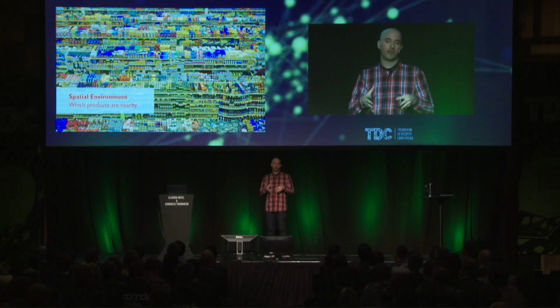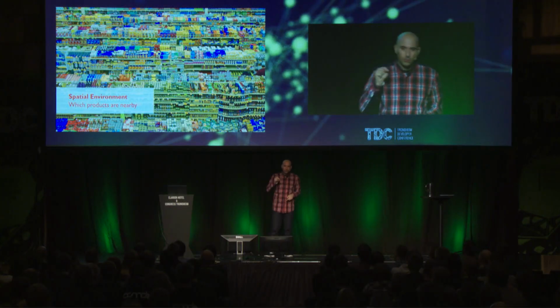Back to context. What other layers can we decipher? What's the spatial environment? Where the person is inside the supermarket. Not if he's inside the supermarket, we know that. But which products are nearby him?